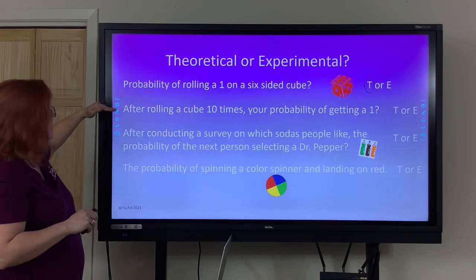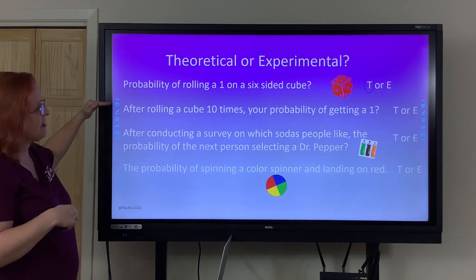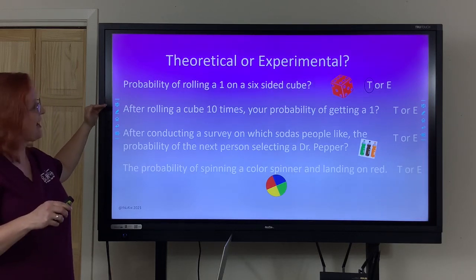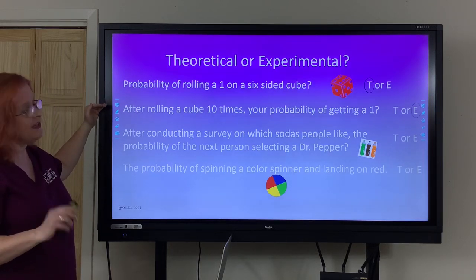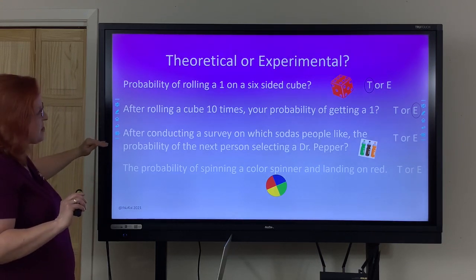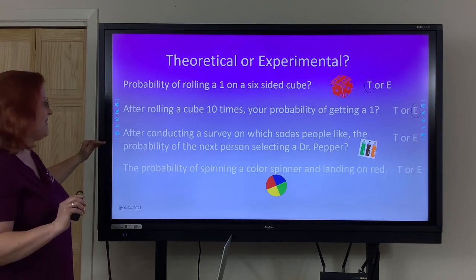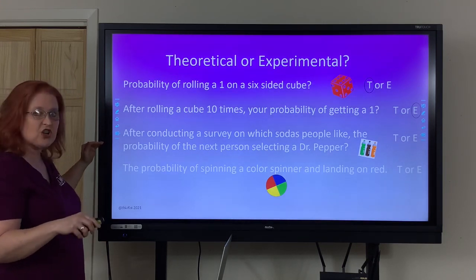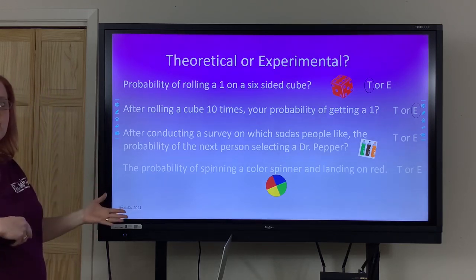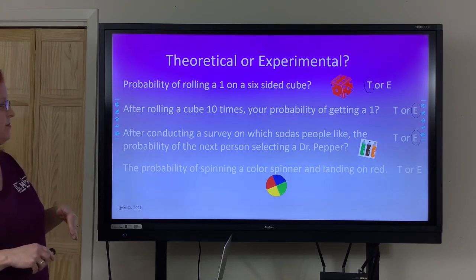All right, our second one here, after rolling a cube 10 times, the probability of getting a 1. So you had to do something. You had to do an action, so that one's going to be experimental. After conducting a survey on which sodas people like, the probability of the next person selecting a Dr. Pepper. Okay, so again, you've had to do an action, you've had to work through the survey, so that's going to also be experimental probability.